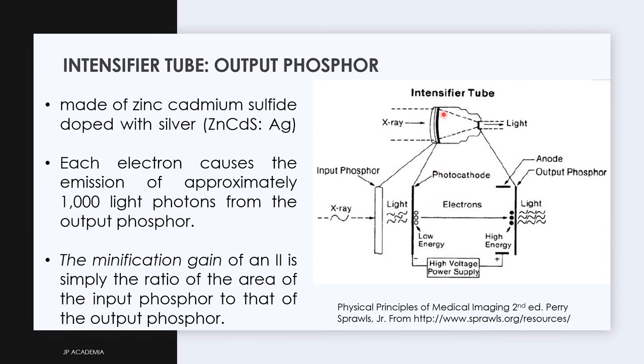The image is much smaller at the output phosphor than it is at the input phosphor. The reduction in image diameter also leads to light intensity amplification. We have the so-called minification gain of an image intensifier tube. It is simply the ratio of the area of the input phosphor to that of the output phosphor. The ratio of areas is equal to the square of the ratio of the diameters.